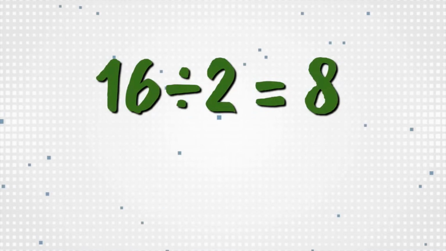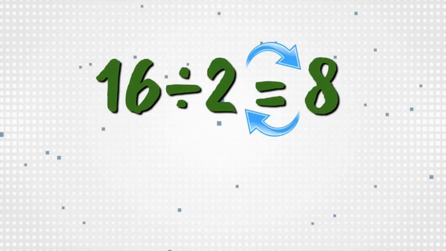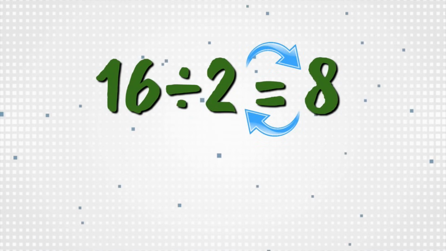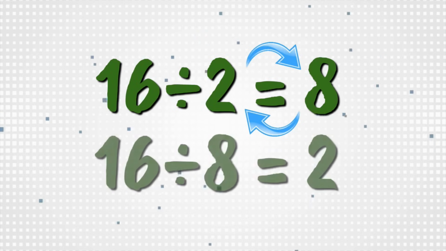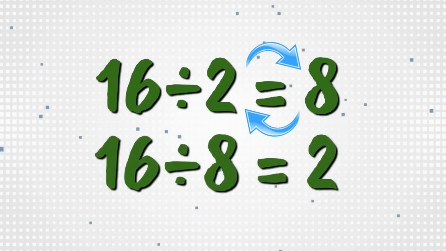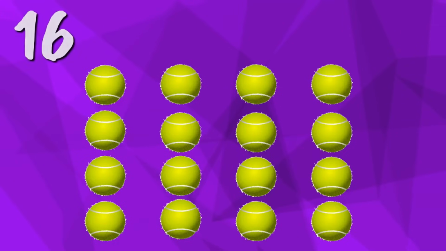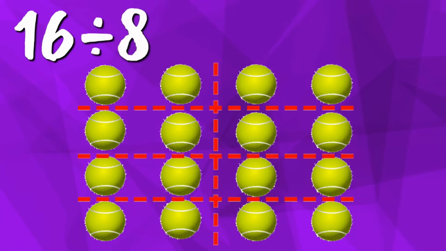Now, we learned that we can switch the divisor and the quotient and it remains true. Let's put that to the test with this. We'll try 16 divided by 8, which will be 2. Here are the 16 tennis balls again, but this time we'll divide them into 8 groups because the divisor is 8. In this case, 8 players are splitting the 16 tennis balls. How many are in each group?